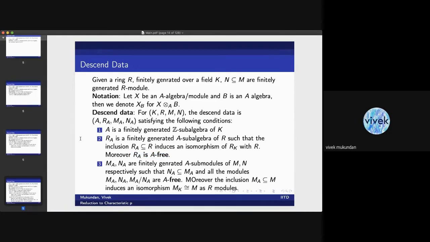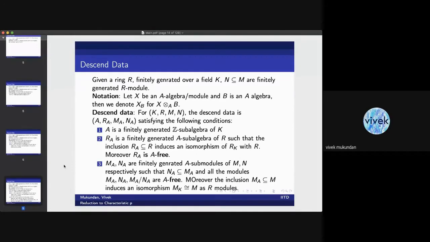The third condition is that M_A and N_A are finitely generated A-submodules of M and N, such that N_A is contained in M_A, and all the modules M_A, N_A, M_A mod N_A are all A-free. Moreover, the inclusion M_A contained in M induces an isomorphism of M_K with M as R-module. So you want to make sure that the definition is well defined, like R_K being isomorphic to R and M_K being isomorphic to M. Okay, so this is what is meant by descent data.